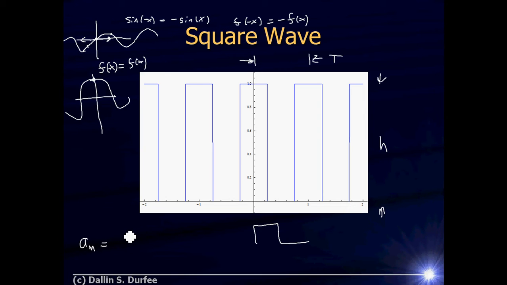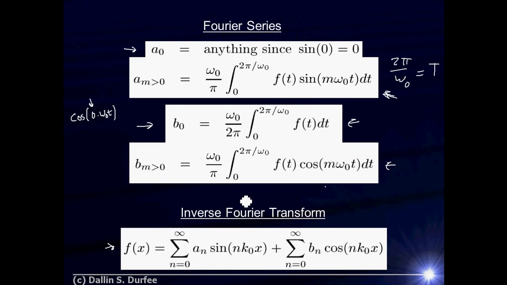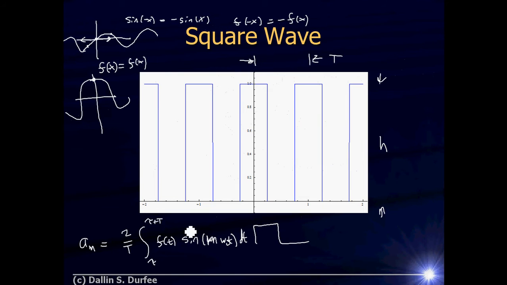I could say a sub m is equal to 2 over T integral from tau to tau plus T f of t sine of m omega naught t dt, right? That's the function I integrate to find a sub m, and you will find that it is going to be 0, all right, for every value of m. But once again, just looking at that, and one way to think about this is I can start my integral, even though in a formula it says you start from 0 and integrate to 1 period, 2 pi over omega naught, once again is a period. Really, because it's periodic, it doesn't matter where I start my integral as long as I integrate over 1 period.